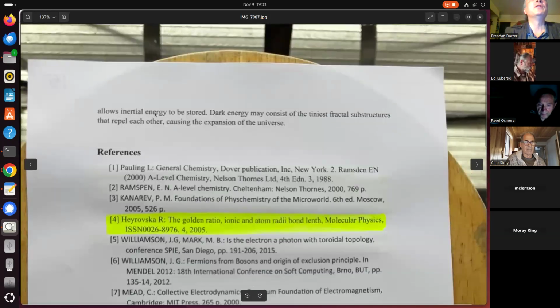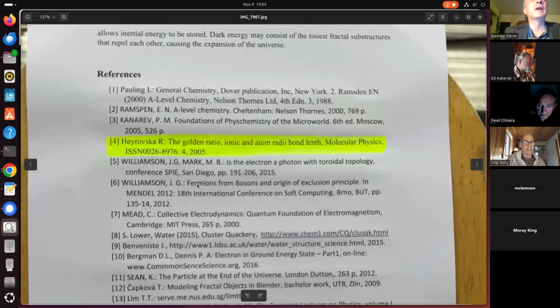Allows inertial energy to be stored. Dark matter may consist of the tiniest fractal substructures that repel each other, causing the expansion of the universe.